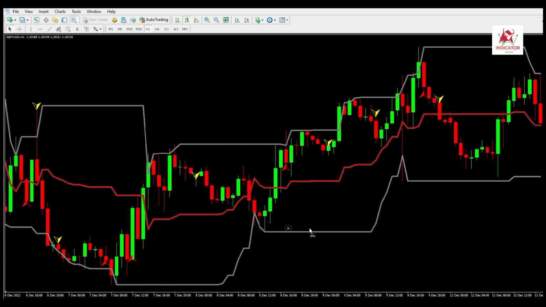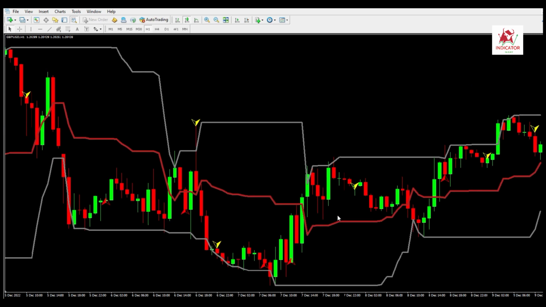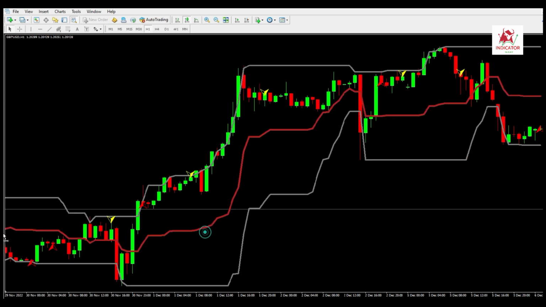Trading rules. Moving min and max price action MT4 strategy trades only in the direction of the main trend. Trend up equals moving min and max aqua bar. Trend down equals moving min and max red bar.